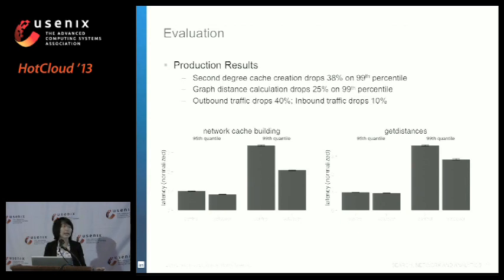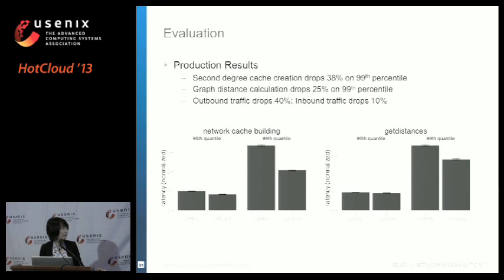So we put the implementation on half of the NCS nodes in our cluster, and we measured the second-degree cache creation time and the graph distance query time between the set of nodes with the set cover implementation and the ones without. We basically observed almost a 40% drop on the 99th percentile for second-degree cache creation and a 25% drop on the 99th percentile for the graph distance query.